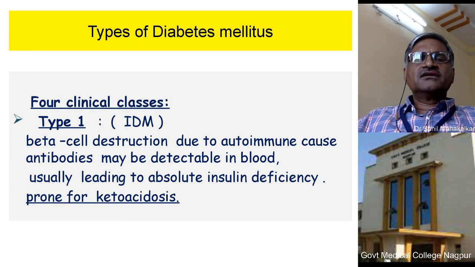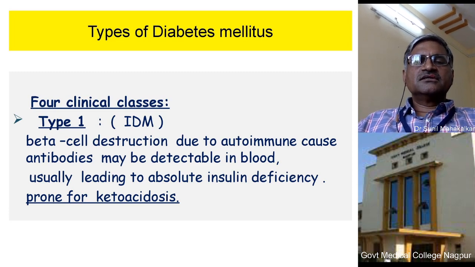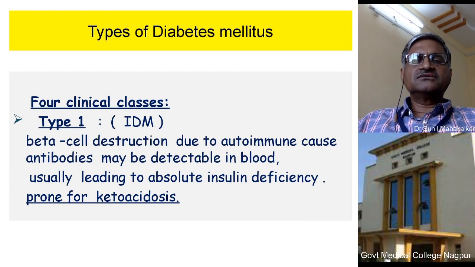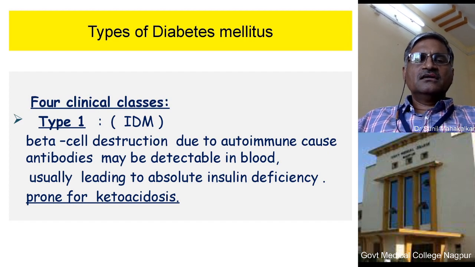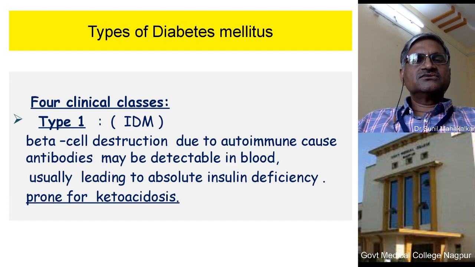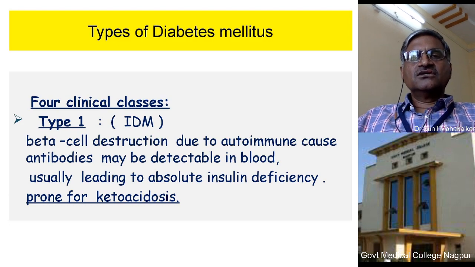Now there are four clinical classes of diabetes. Type 1 is the IDDM. It is beta cell destruction due to an autoimmune cause. That is, the antibodies may be detectable in the blood. So that is type 1 diabetes. It usually leads to absolute insulin deficiency, and it is also prone to ketoacidosis. There is total loss of beta cells in the islets of Langerhans, and therefore there is no insulin available.